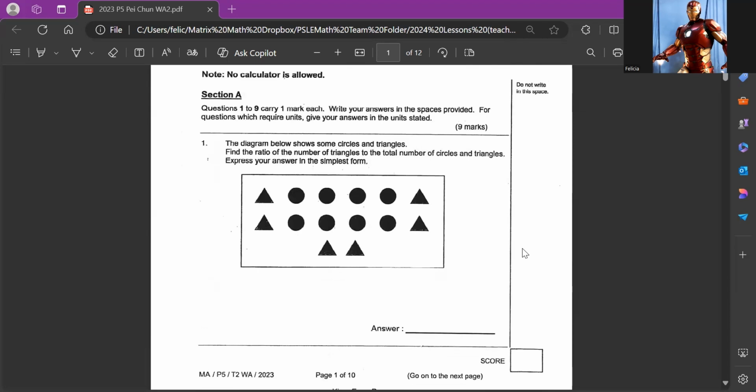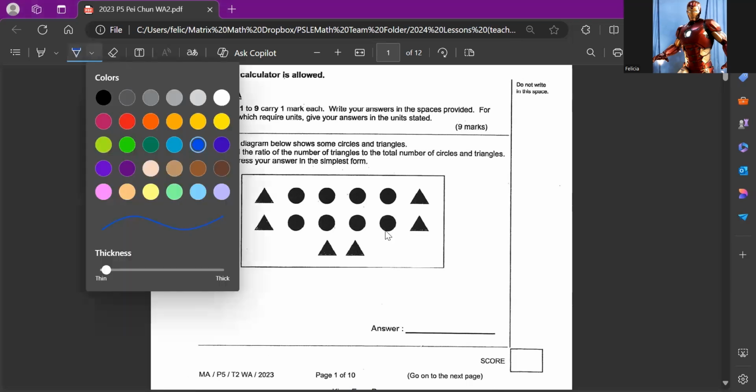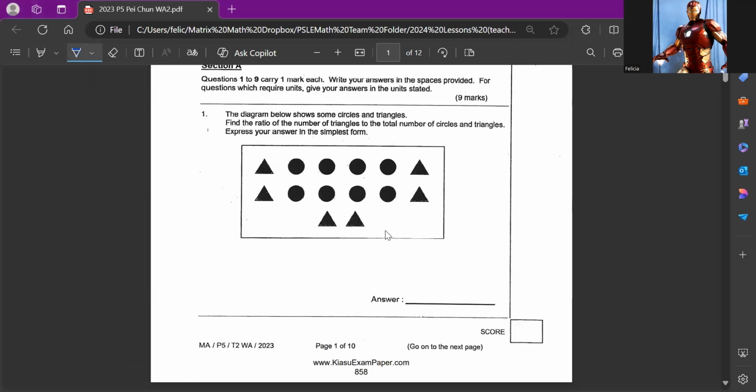Alright, so first question, the diagram shows some circles and triangles. Find the ratio of the number of triangles to the total number of circles and triangles, expressed in simplest form. So it's a very straightforward question. What you just have to do is to count the number of circles and the total.